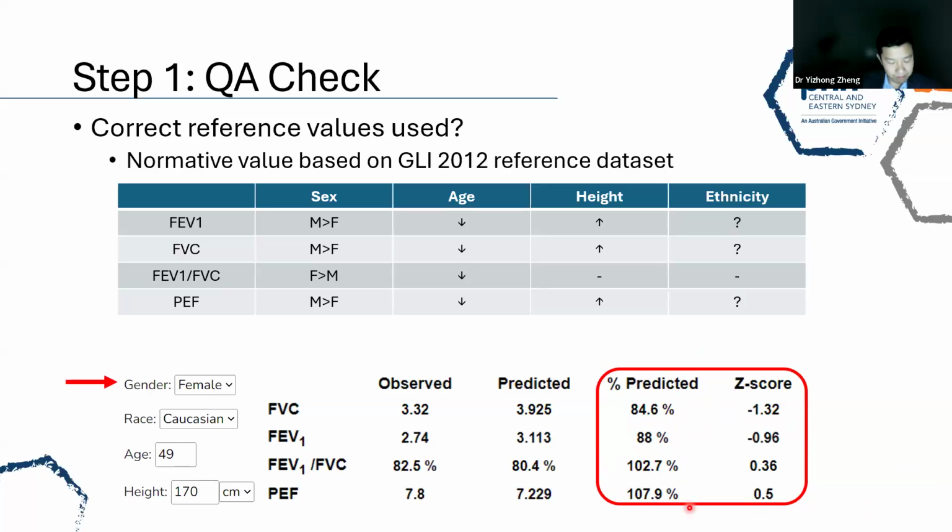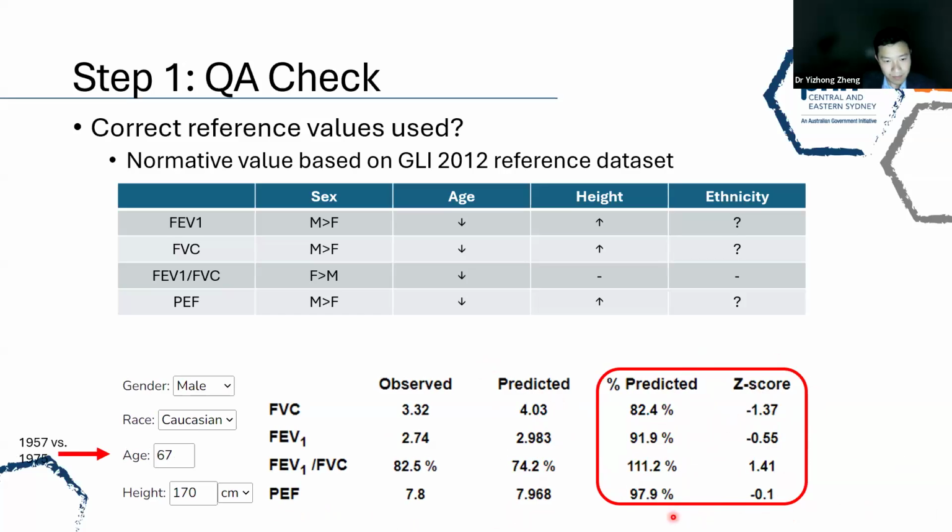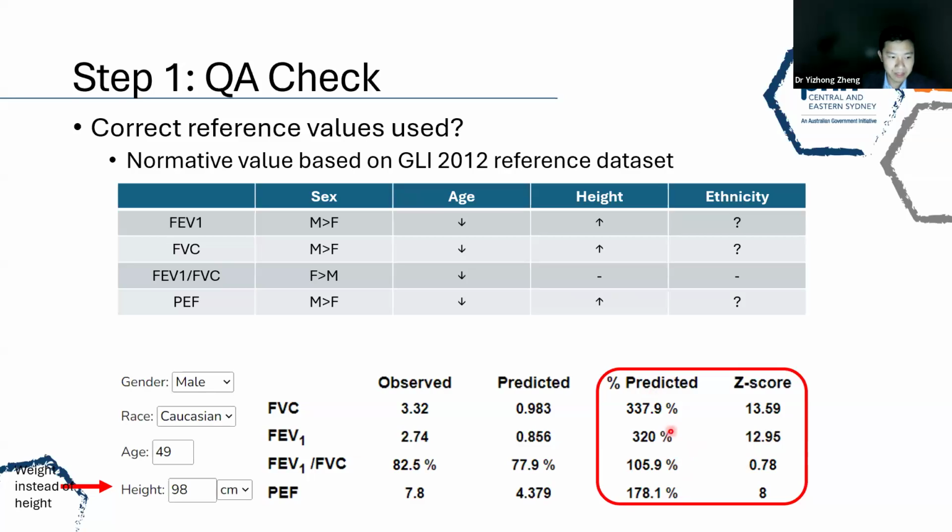Now, if you enter the person doing the test into the wrong gender, so same observed values, but the predicted values go down, and as a result, no longer in the restrictive range. So this would fall within the normal population range or the standard deviation. And then if you enter the age wrong, so 1957 instead of 1975, giving the age of 67, again, within normal range. And then hopefully this will get picked up, but if you enter the weight instead of the height, clearly supernormal values.